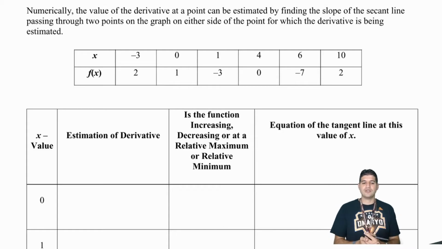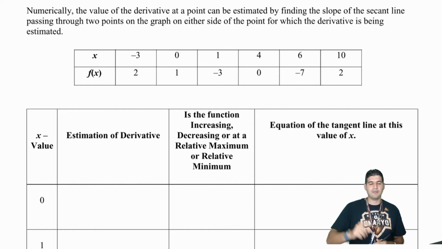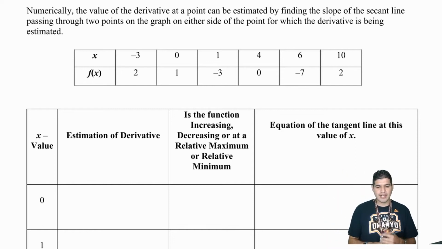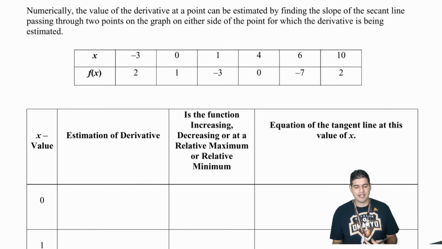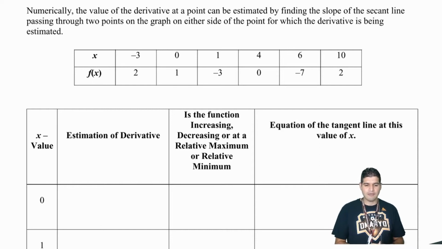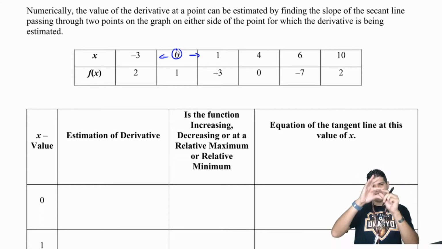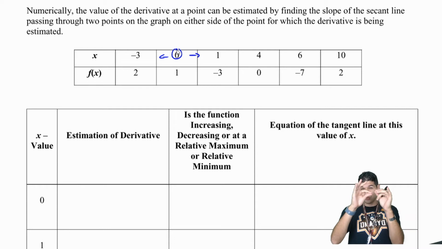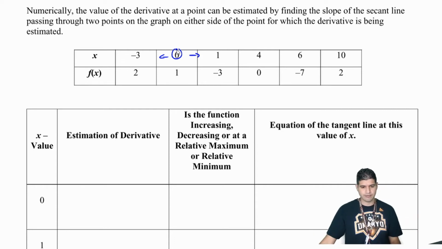So to find the estimation of the derivative when I'm just given a table like what we have above, I can take the values that I have. If I want to find it at 0, for example, all I need to do is take the x and y values to either side of it. I'll do y2 minus y1 over x2 minus x1 and find that secant line connecting those 2 points around it. So let's go ahead and see what that looks like.